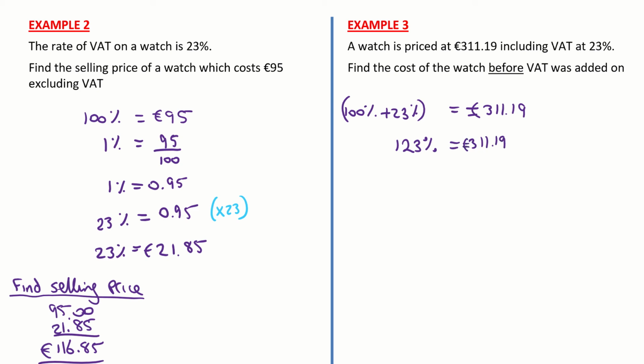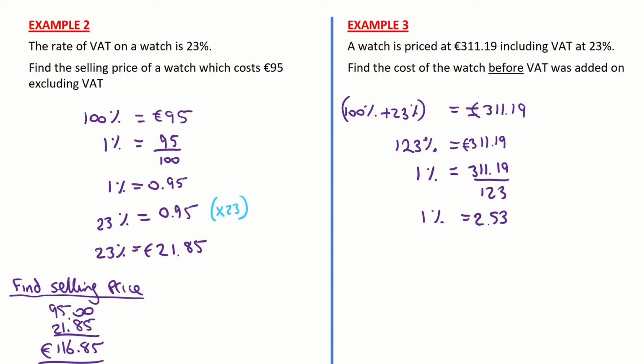So just have a look at how that's different to example 2. In example 2, it was 100% is equal to €95, but in this one, because it includes the VAT, I have to add the 23 to the 100 to get 123%. We now continue the question in the same manner. In order to get 1%, I'm going to divide both sides by 123, so 311.19 divided by 123. On my calculator that's getting me €2.53. So 1% is worth €2.53.